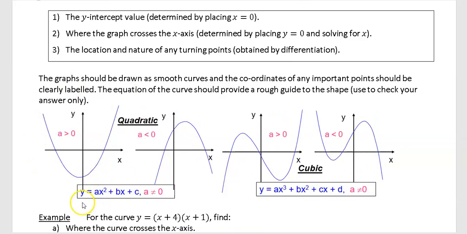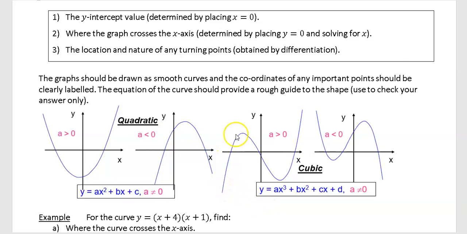Your general equation of a quadratic is y = ax² + bx + c. If the coefficient of the x² term is positive, so if a is greater than 0, it's a U-shaped graph. If it's a negative quadratic, so if a is less than 0, it's an N-shaped graph. And then you have two examples of cubic graphs here.